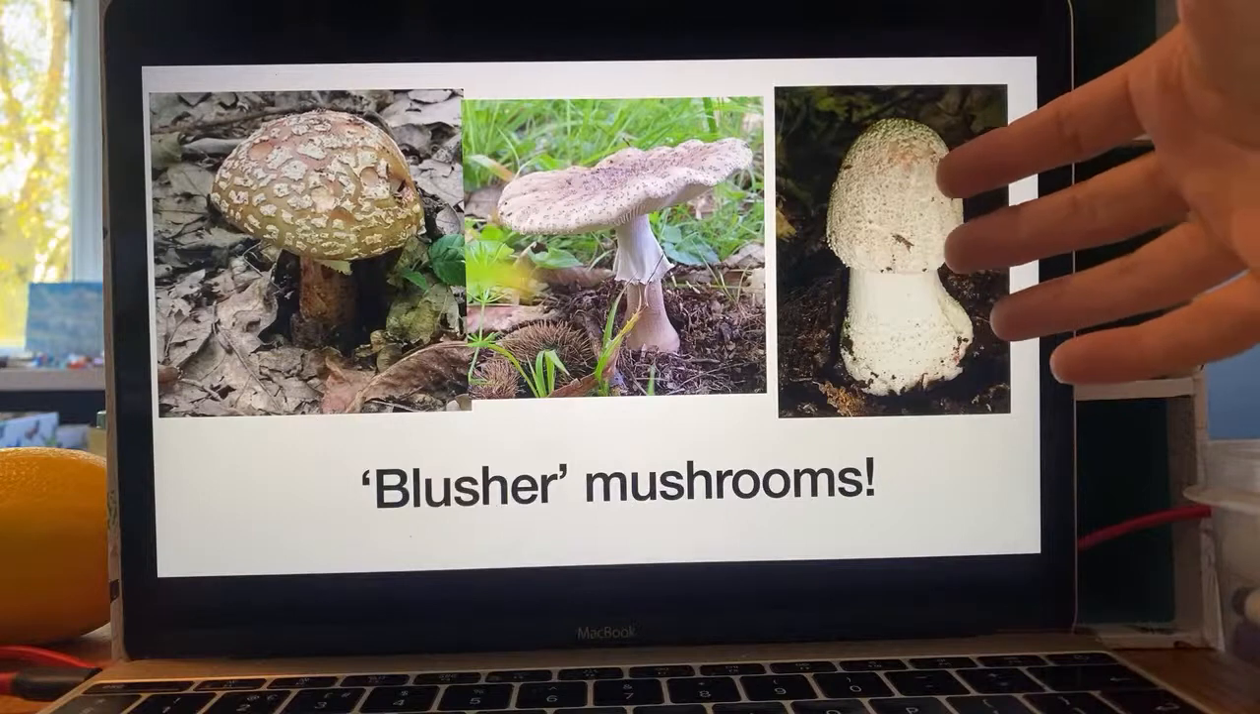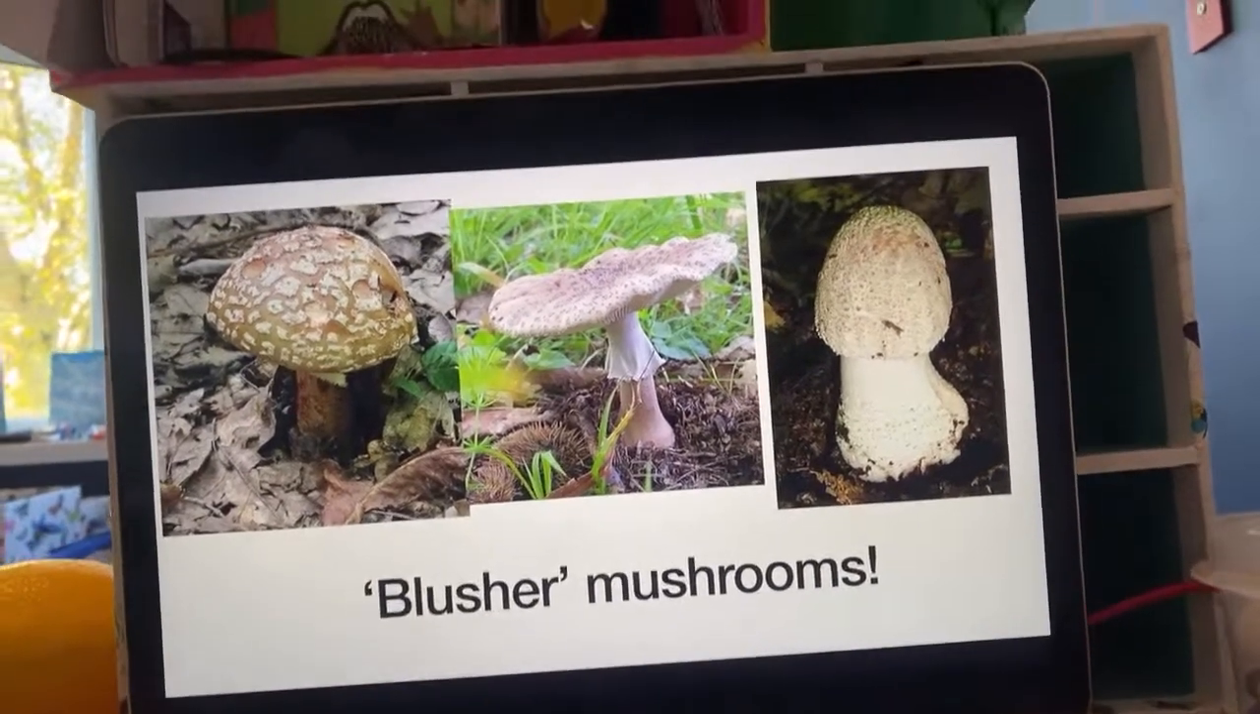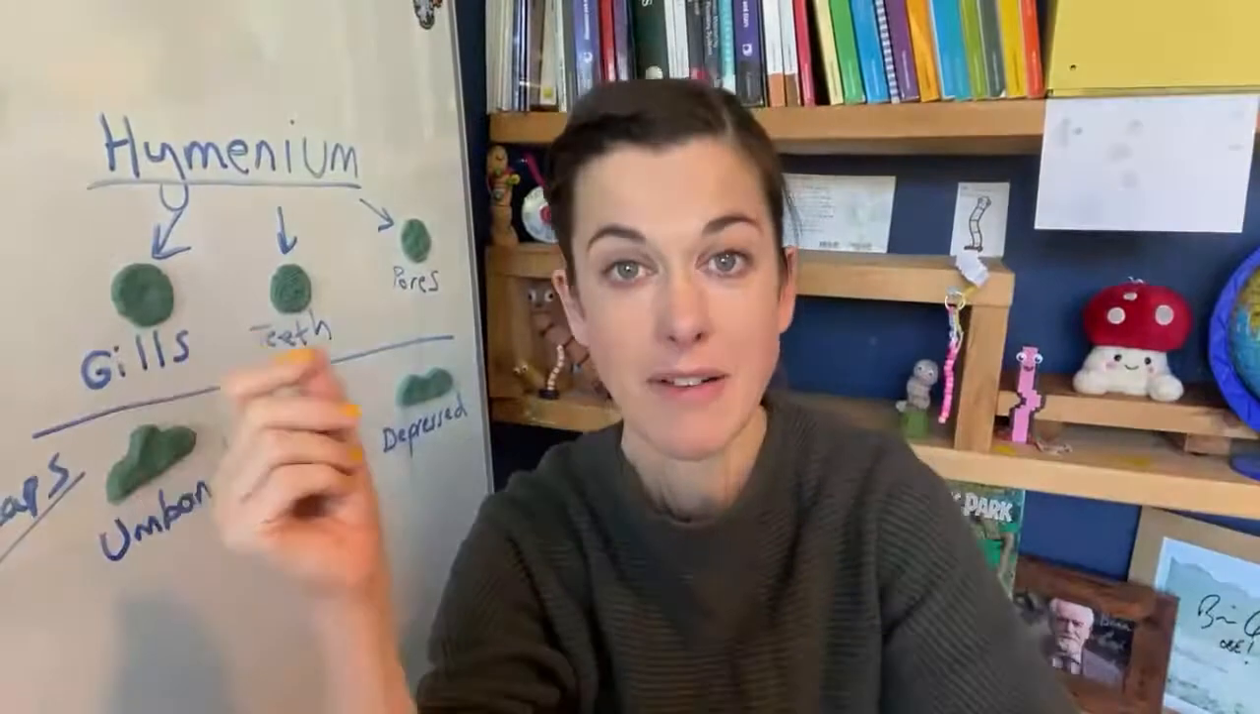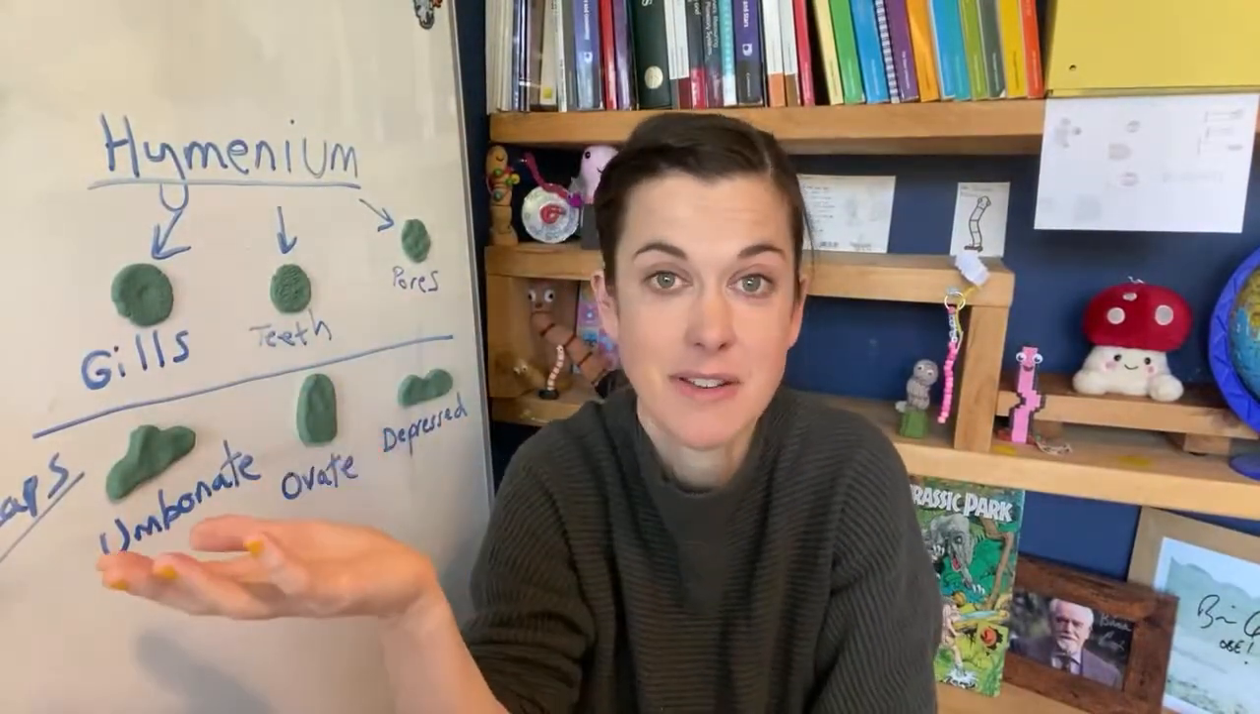So this would be a very young one. And the older ones obviously do look different, but even between old ones there will be a lot of difference. But the clue's in the name. How you tell a blusher mushroom is apparently if you damage it, it blushes. I haven't been able to do it, so I don't know.